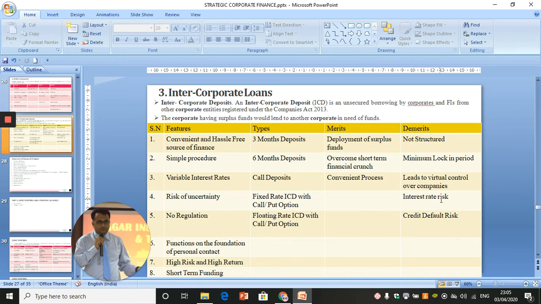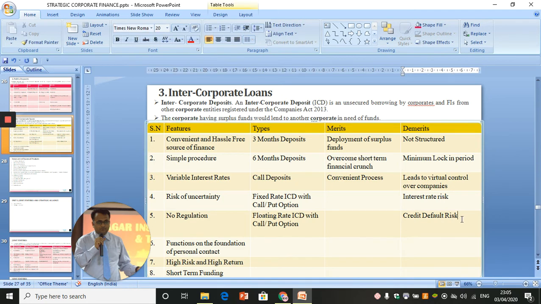And interest rate risk is there. Interest rate risk is always there wherever interest is involved. Interest may go on higher side or it may go on lower side. Especially the biggest problem which companies face here is when it goes to floating rate of interest, because if the market rate increases, then the interest rate on this ICD will also increase. In credit default risk, there may be companies who may not revert back with your money. So always credit default risk is there, because any company may default on your money.